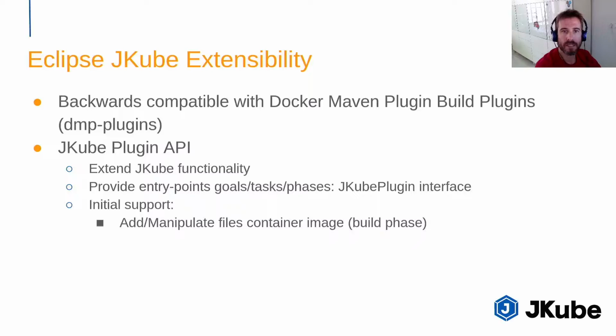We're working on providing ways for users to be able to extend JKube in an easy way. Docker Maven plugin, from where part of the JKube code was forked, already provided some extensibility through its build plugins. What we are aiming to do is build on top of this Docker Maven plugin functionality to provide an API with entry points and callbacks for the different JKube phases.